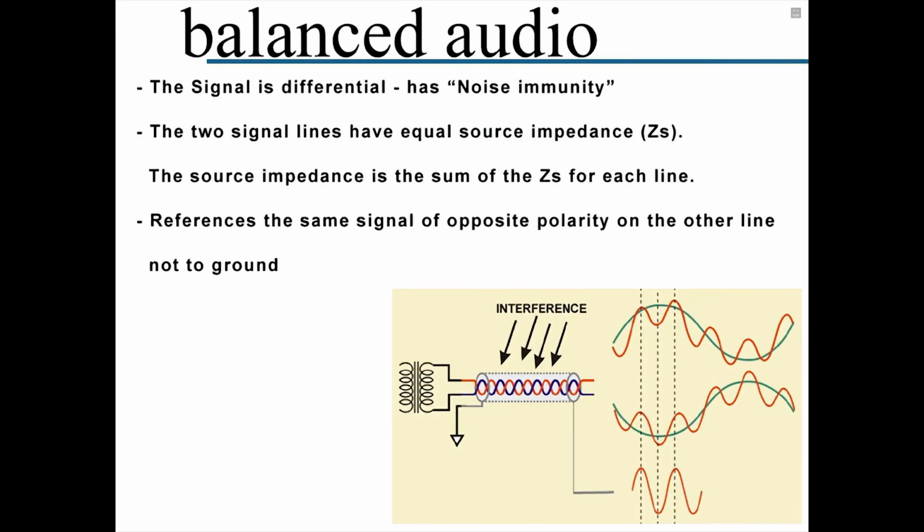A balanced audio signal is differential and therefore has immunity from noise that could otherwise couple into the cable from an unwanted source. The two signal lines, a twisted pair, have equal source impedance. That's the important part. And they reference each other, not ground. High and low, or positive and negative, are inverted 180 degrees out of phase from each other.